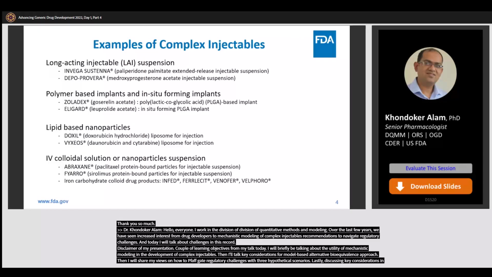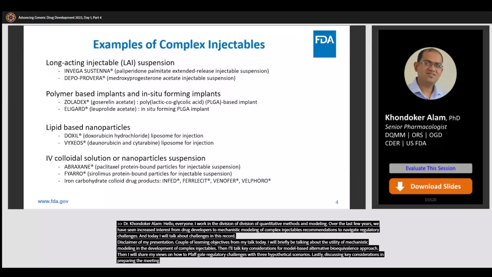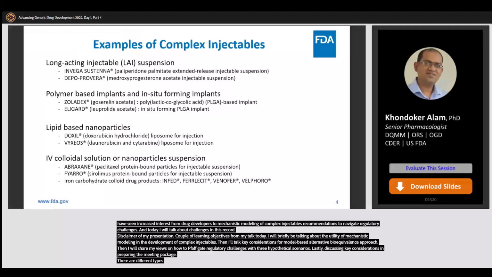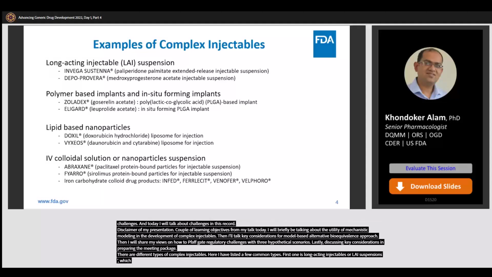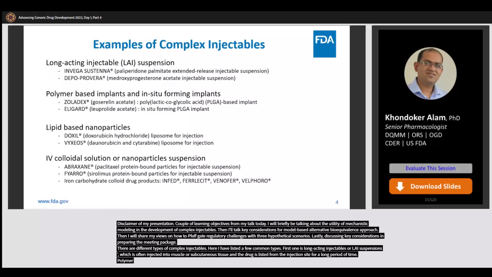There are different types of complex injectables. Here I have listed a few common types. First one is long-acting injectables or LAI suspensions, which are often injected into muscle or subcutaneous tissue, and the drug is released from the injection site for a prolonged period of time. Polymer-based implants and in situ forming implants are another important class, where the drug is generally released from the polymer matrix due to hydrolytic degradation of the polymer.